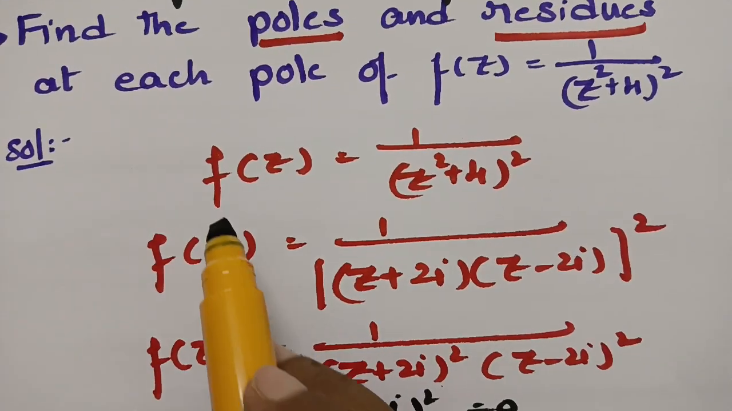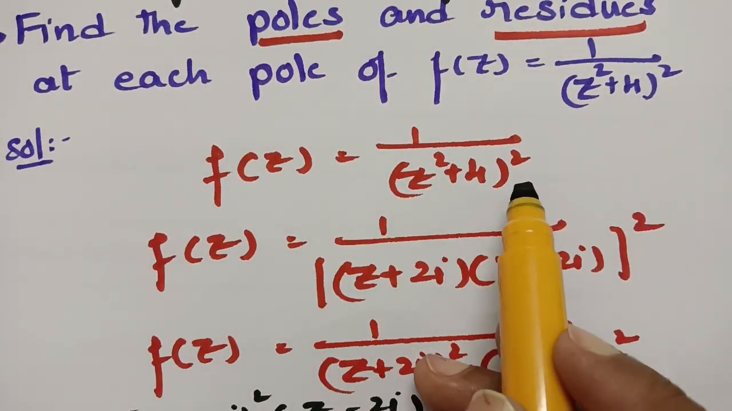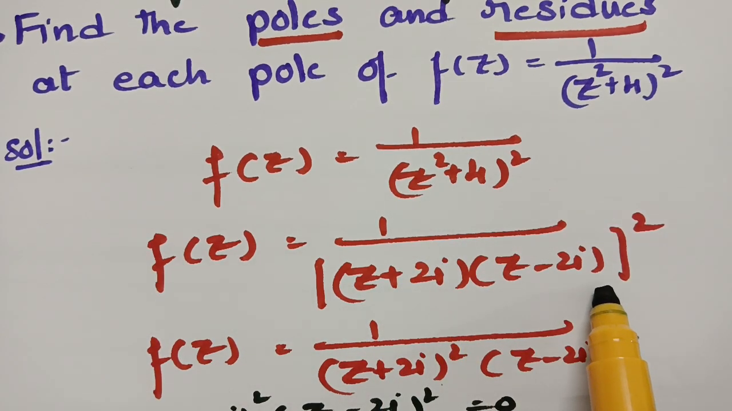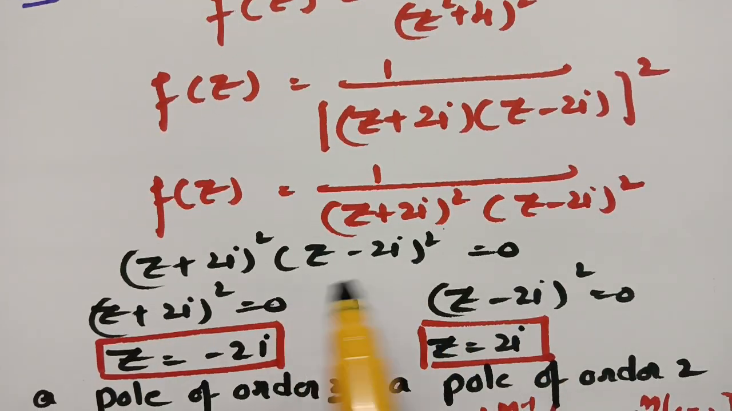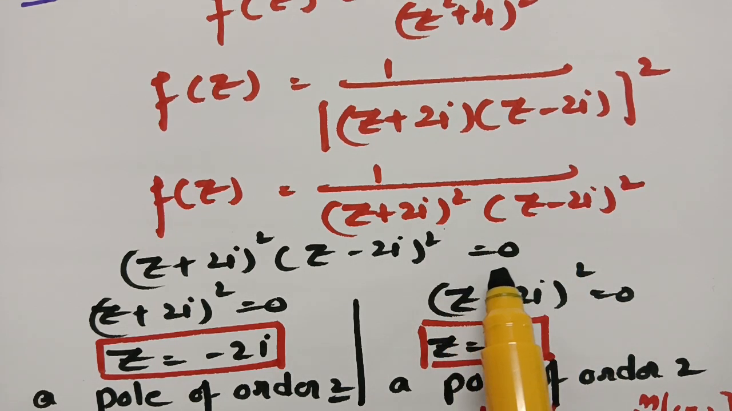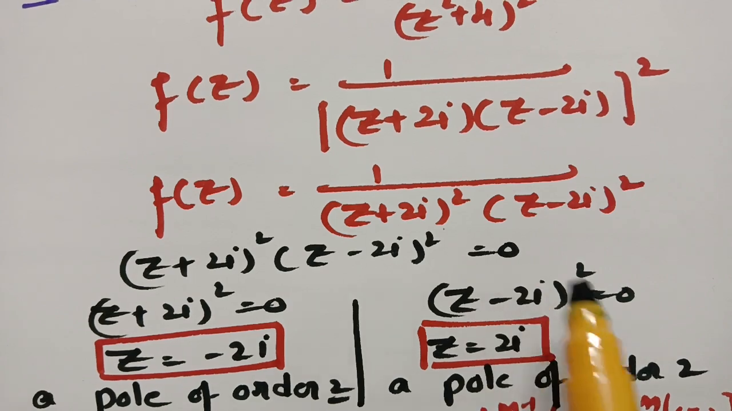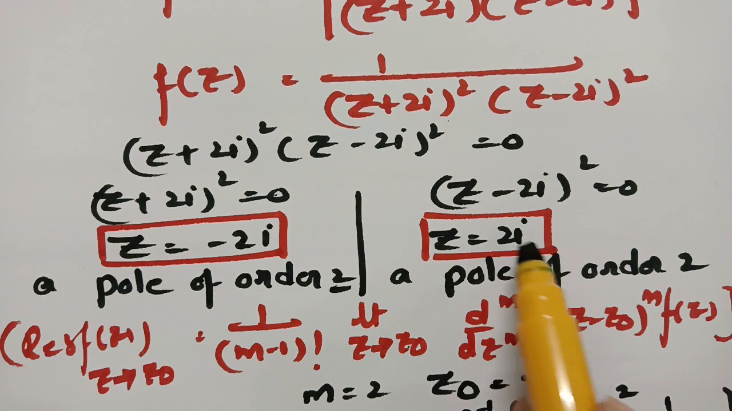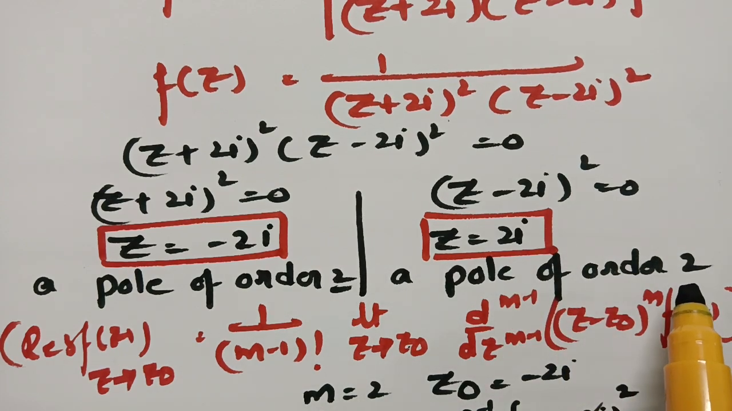See, let me explain you one time. So this is the function f of z is equal to 1 by z square plus 4 whole square. So we can write this as z plus 2i into z minus 2i whole square. After splitting this, we have to equate the denominator to 0 in order to get the pole values. So we got z is equal to minus 2i, which is a pole of order 2, and z is equal to plus 2i, which is also of order 2.